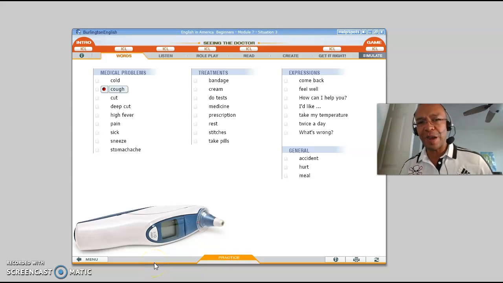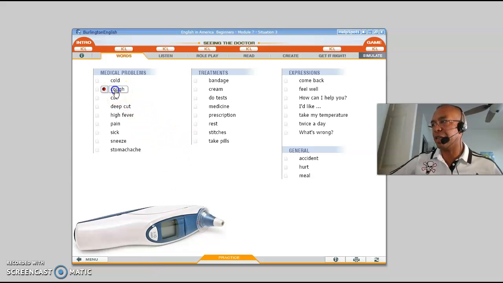Hello, welcome back to another English class. Today we will continue with the vocabulary from yesterday. Medical problems, treatments, expressions that we need for this unit. This part is seeing the doctor.